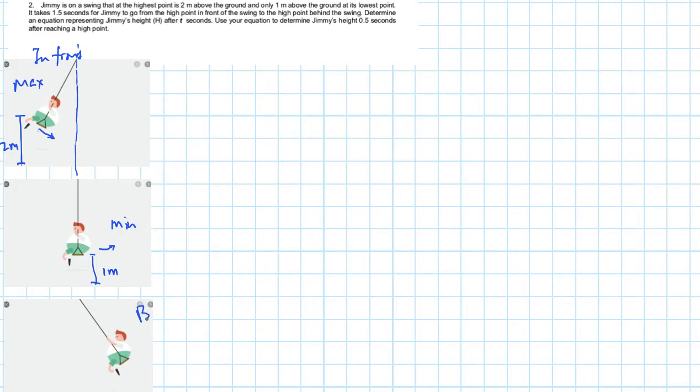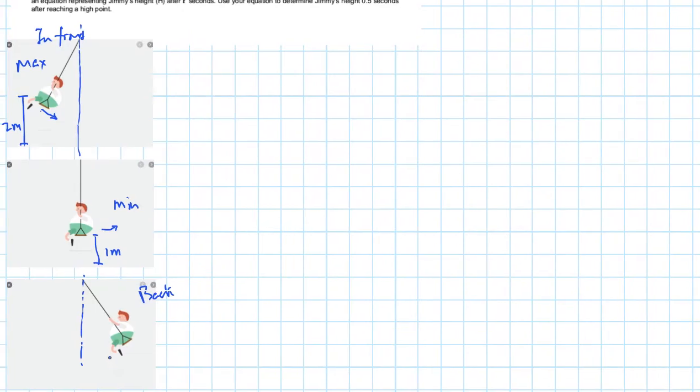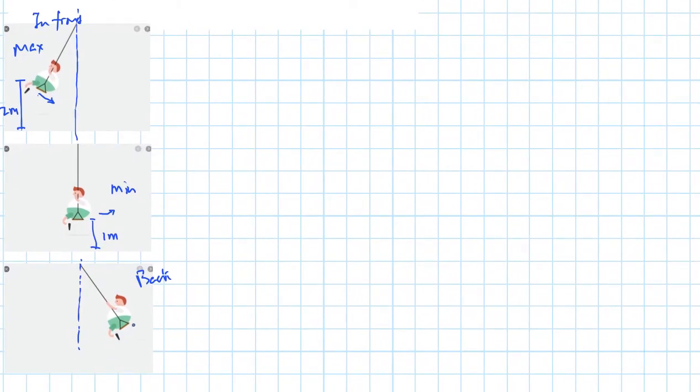If he further continues with the momentum, we understand he will swing backwards. So this is really the back position, because he is at the back of the swing physically. I'm sure you can see that the distance from this point to the ground is also going to be 2 meters. So he's swinging in front of the swing and at the back of the swing, and both reach the highest point, 2 meters from the ground. So this is also a maximum. This is as high as he can go.